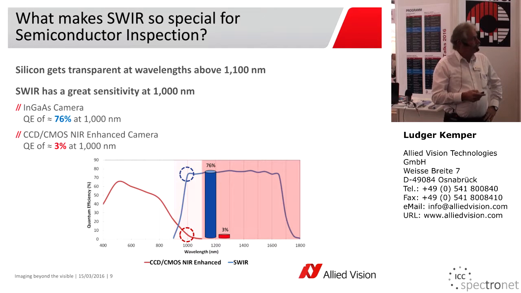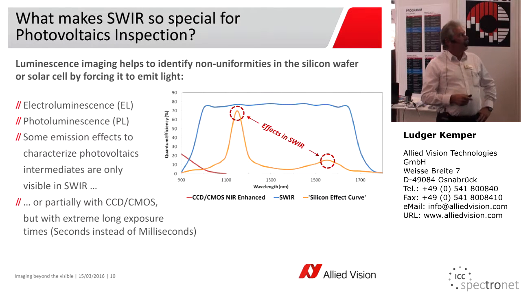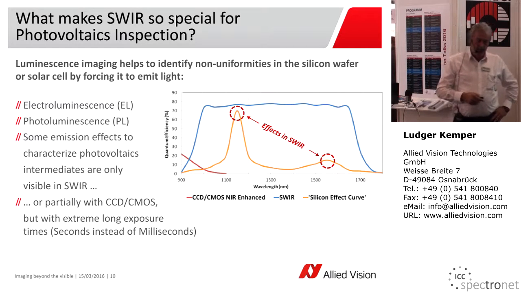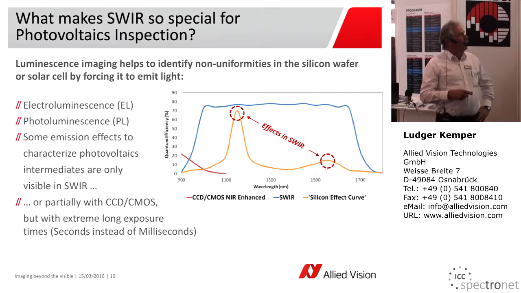On the other hand, in the upper range of the CCD and CMOS sensors, at 1,000 nanometers, the InGaAs cameras have 76% quantum efficiency, and on the CCD or CMOS you can have only 3% there. And you can use the sensitivity of the SWIR camera for luminescence imaging.